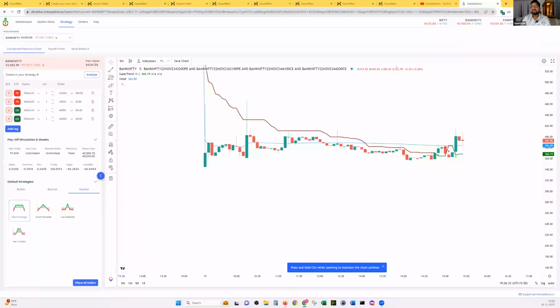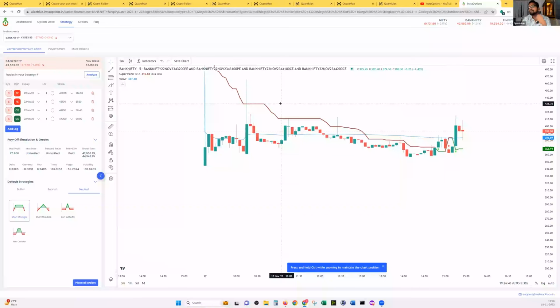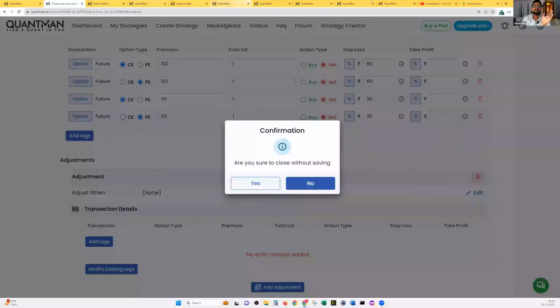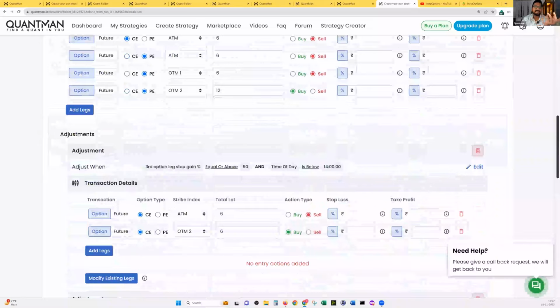Sorry for making you wait, but this is one of the very, very important things I personally understood. In recent times, stop loss hunting has become very common. That is why I literally stopped using stop loss. You can see I don't have stop loss on any of the strategies I put over here. No stop loss, but I have an exit plan. What's the exit plan? Stop loss of 20% of the premium.